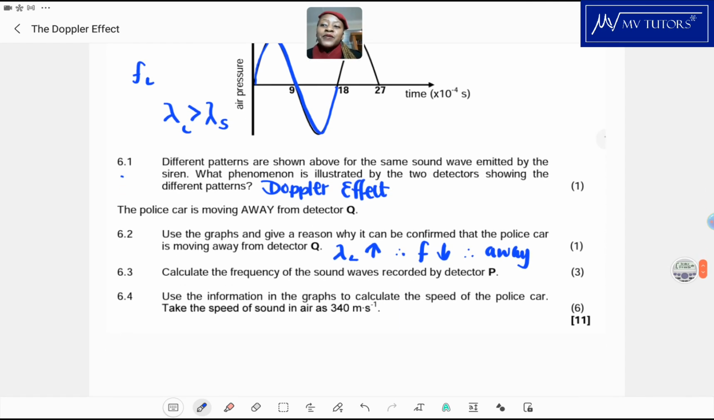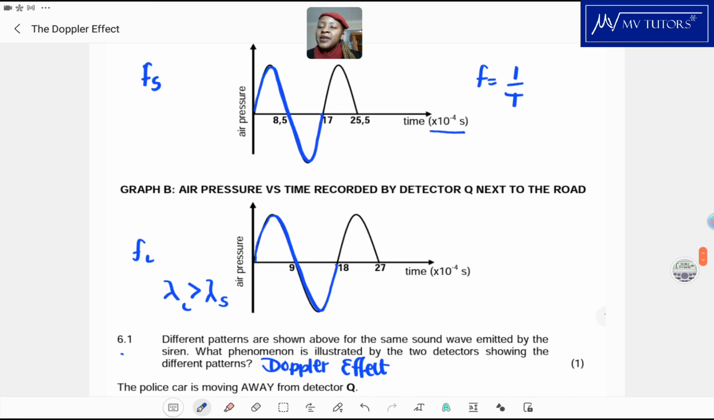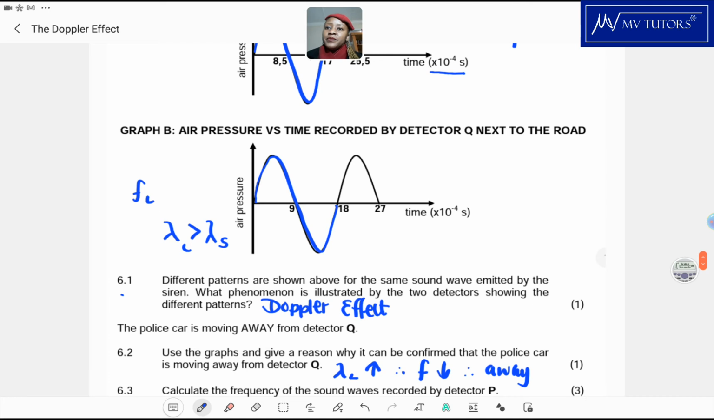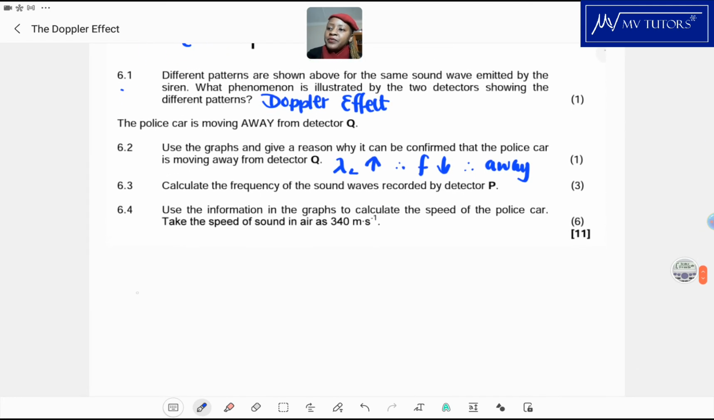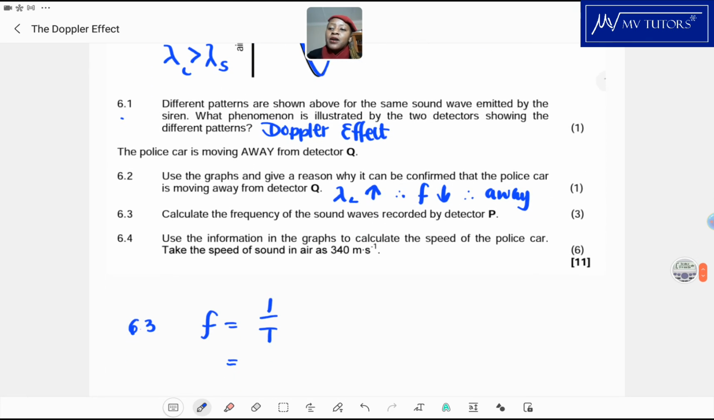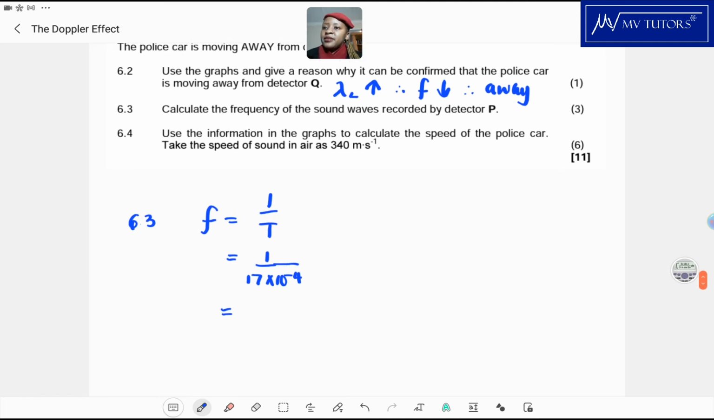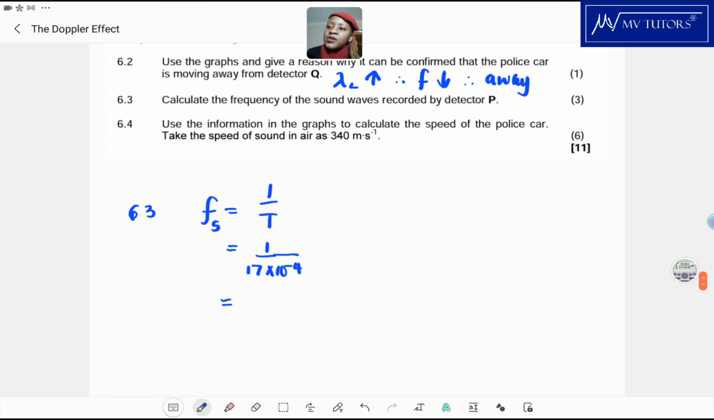Now it says calculate the frequency of the sound waves recorded by detector P. Alright, so detector P, that is the one in the car. And we already said that frequency is 1 over period. The period for one wavelength was 17 times 10 to the power minus 4 seconds. And then we're going to get an answer in hertz. So that is the frequency of the source.